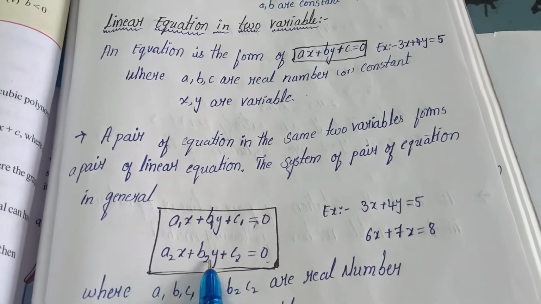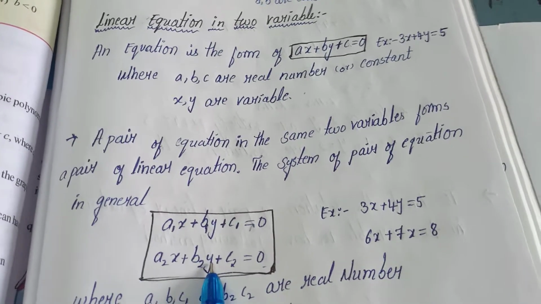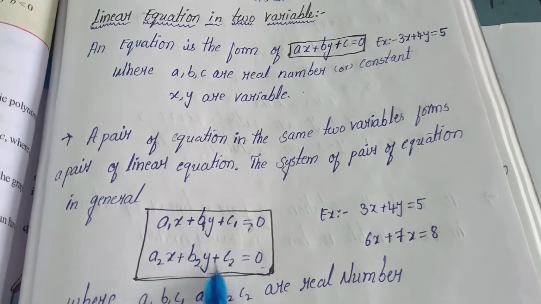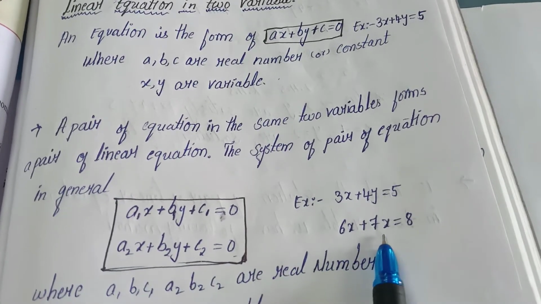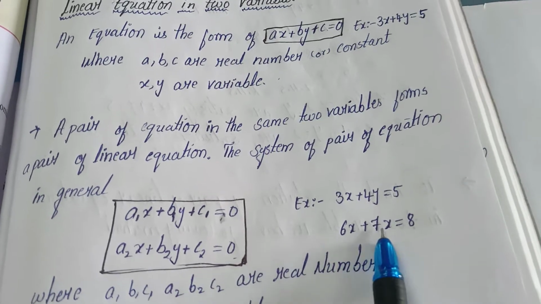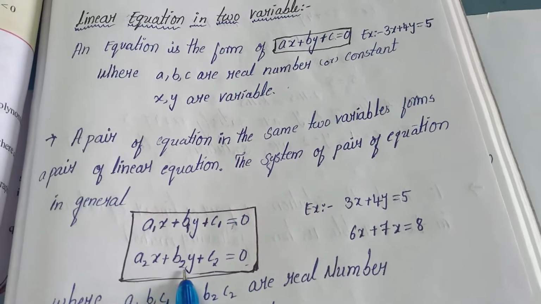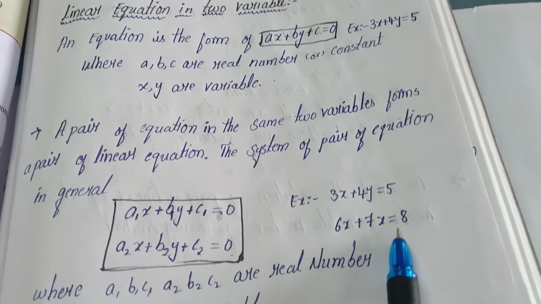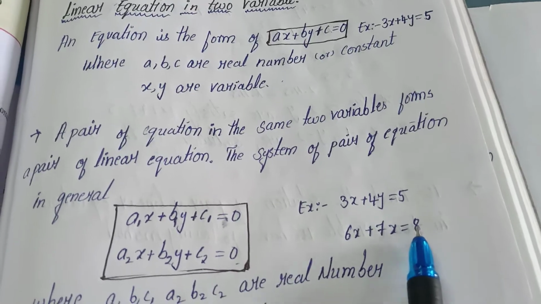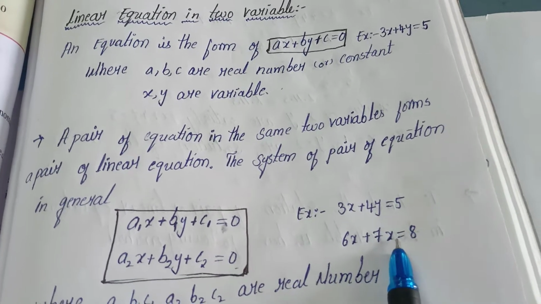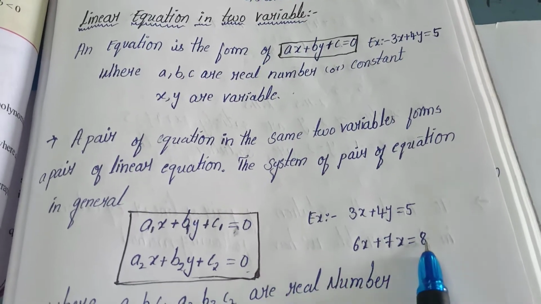Let's see the next general form. What is that? a2x plus b2y plus c2 equals 0. It is the general form of the second equation, because we have to take these two equations. By comparing these two equations, in the second equation, in place of a2 we have 6, in place of b2 we have 7, and in place of c2 we have minus 8, because plus 8 goes to the LHS and becomes minus 8.